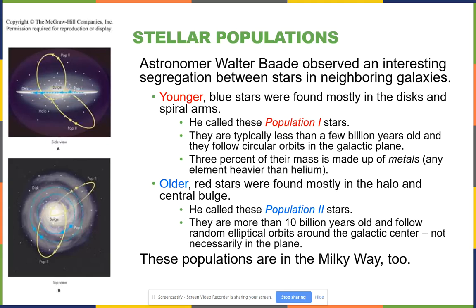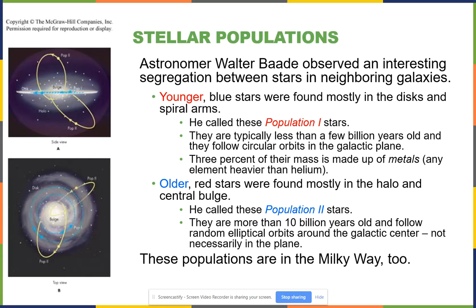Now just to jump forward, the Cepheids have two types, the type 1 Cepheid variable and the type 2 Cepheid variable. The type 1 Cepheid variable are population 1 stars. The type 2 Cepheid variable are population 2 stars. So the different types are based on the types of stars they are.